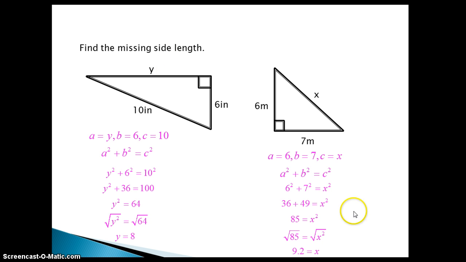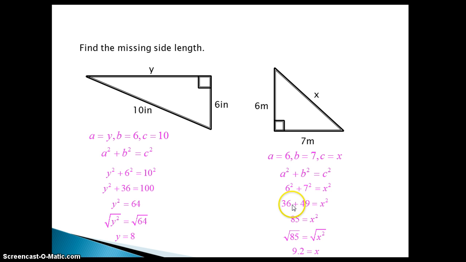Let's look at our second example, and I apologize that the answers have already popped up, so if you're ahead of me, you've already gone through it. But we have 6 and 7 are going to be our legs because they form our right angle, and x is going to be our hypotenuse. So when we put it into the formula, we get 6 squared plus 7 squared is x squared, our unknown.